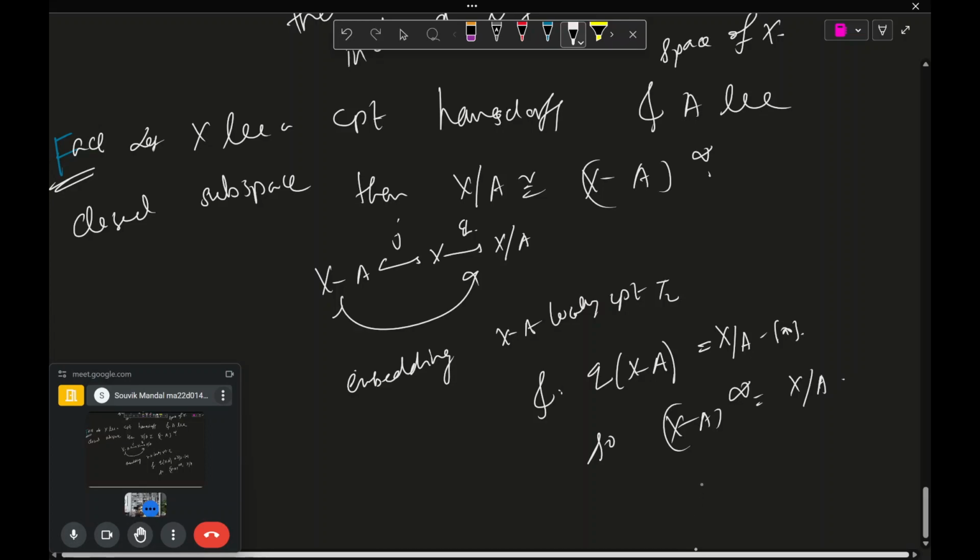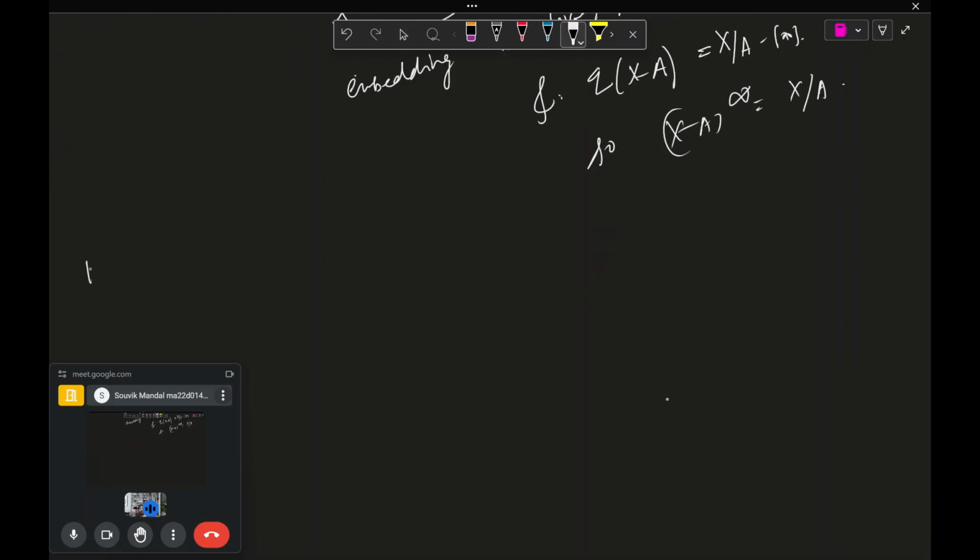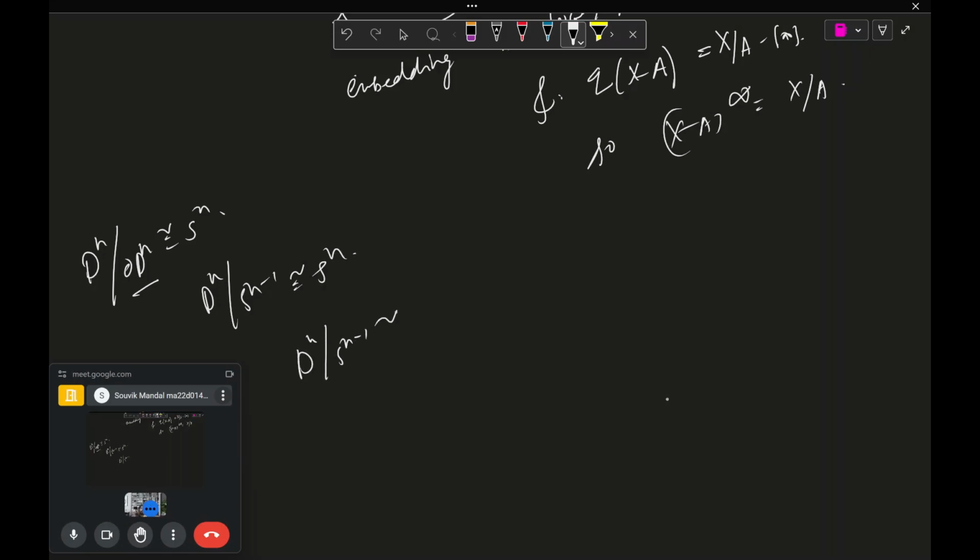So yeah, that's all. Now using this, we shall try to show that D^n quotient boundary is isomorphic. Of course D^n is compact and the boundary is S^{n-1}, so basically D^n by S^{n-1}. Now, D^n by S^{n-1} is homeomorphic to, by multiplication, D^n minus S^{n-1}, which is equal to the open ball.